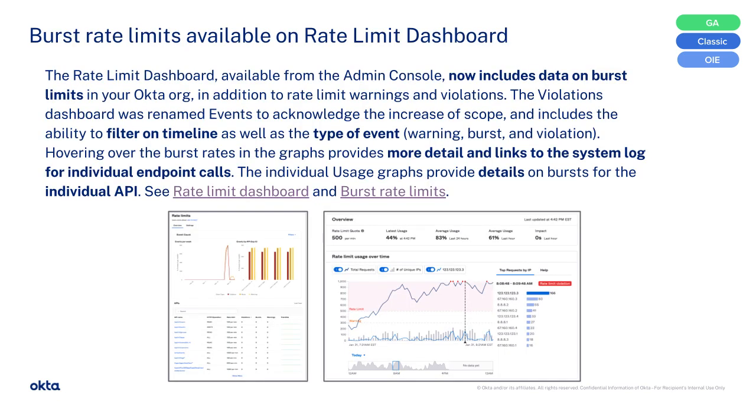We continue to improve and enhance the rate limit dashboard. Admin Console now includes data on burst limits in your Okta org, in addition to rate limit warnings and violations. The Violations dashboard was renamed Events to acknowledge the increase of scope. It includes the ability to filter on timeline and type of event. You can see details by hovering over the burst rates in the graphs, and links to the system log for individual endpoint calls. See Rate Limit Dashboard and Burst Rate Limits for these improvements.